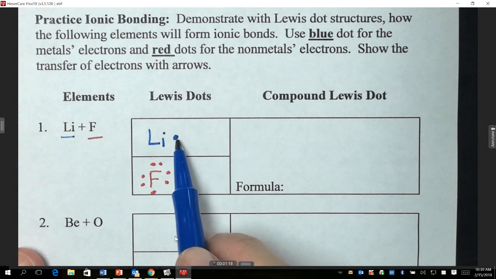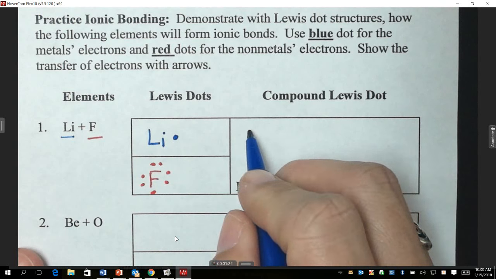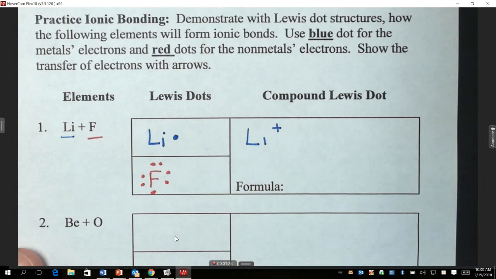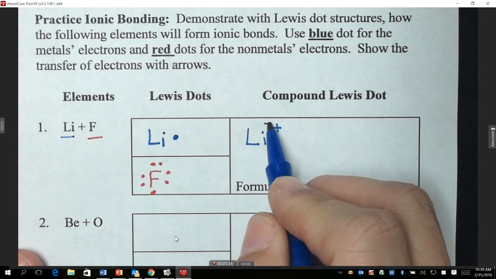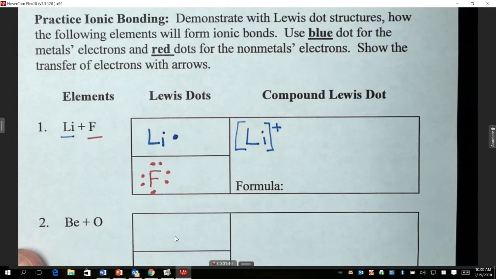So here, this valence electron is going to transfer to fluorine, making lithium become a positive cation with no dots. It lost its dots. And so it is okay to draw this with or without brackets. I'm going to go ahead and just add brackets, but I could have left it without.